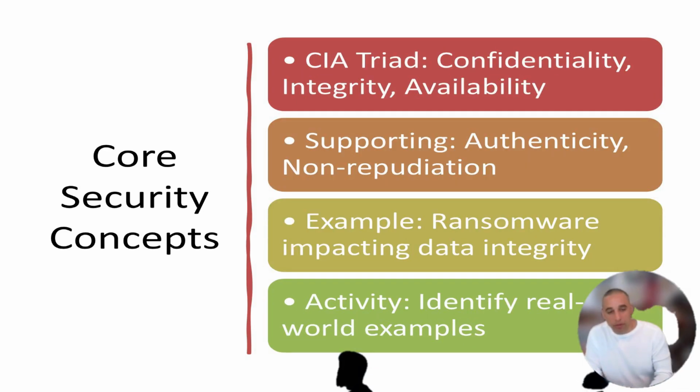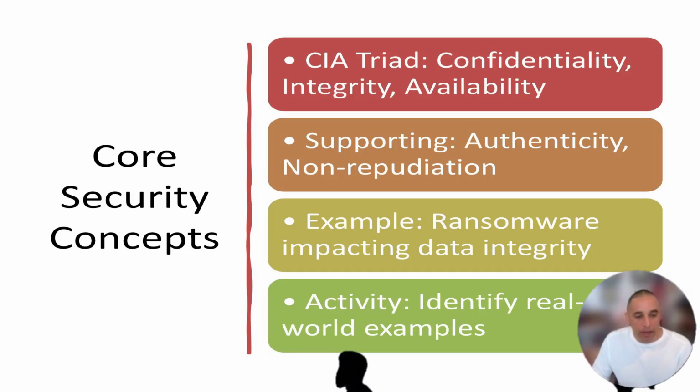Now, let's move into the core concepts that form the foundation of information security. Understanding these principles is essential for anyone working in security or risk management. The first and most fundamental concept is the CIA triad, which stands for confidentiality, integrity, and availability. Confidentiality means ensuring that information is accessible only to those authorized to have access. Integrity refers to the accuracy and trustworthiness of data, making sure it hasn't been altered or tampered with. Availability ensures that information and resources are accessible when needed by authorized users.